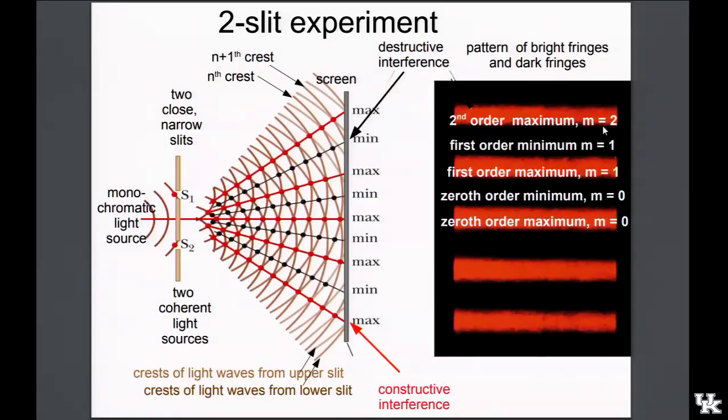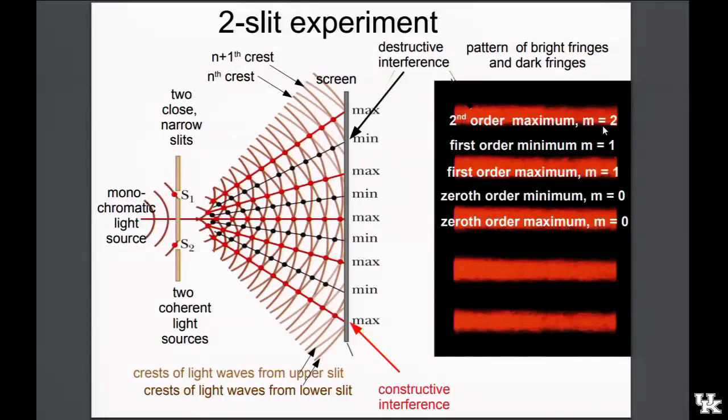That light is shone onto this arrangement here, which is basically going to impede the light. The light can't get through this arrangement here except through two very narrow slits. So S1 is a narrow slit upstairs here, and S2 is a narrow slit downstairs here.